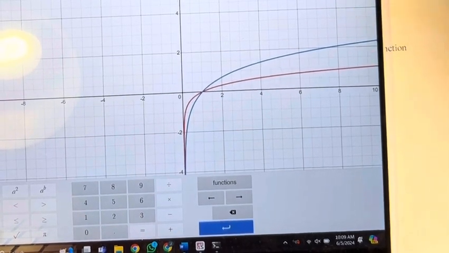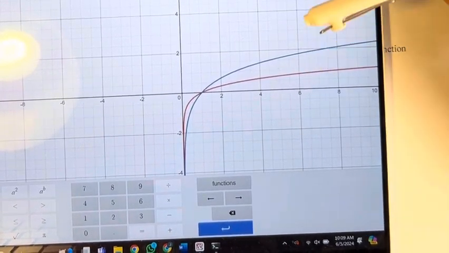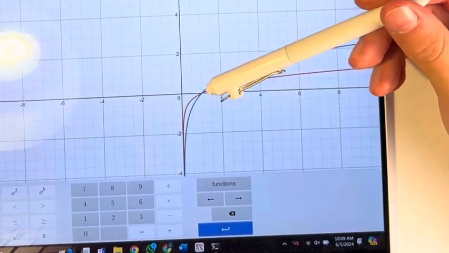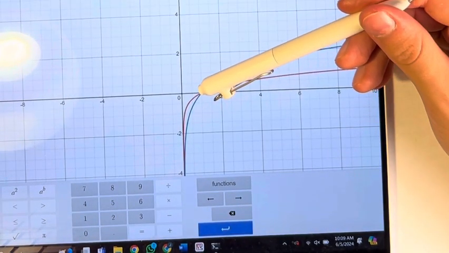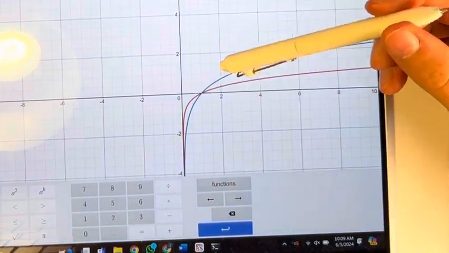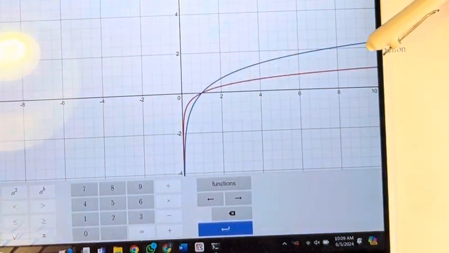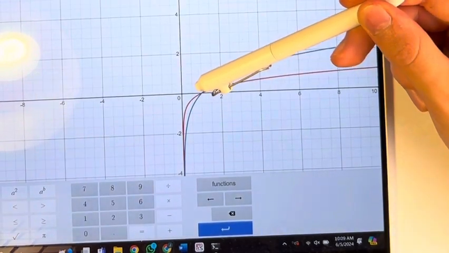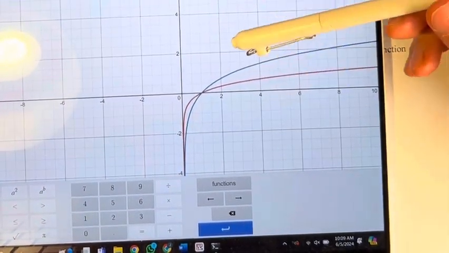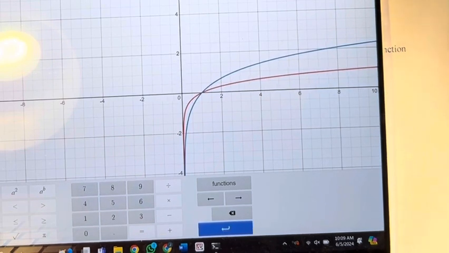And we can see two key commonalities. The first is that they go through the point (1, 0). As x goes to infinity, they both go off to positive infinity, and as x approaches 0, they both go off to negative infinity. The difference is the rate at which they do that.